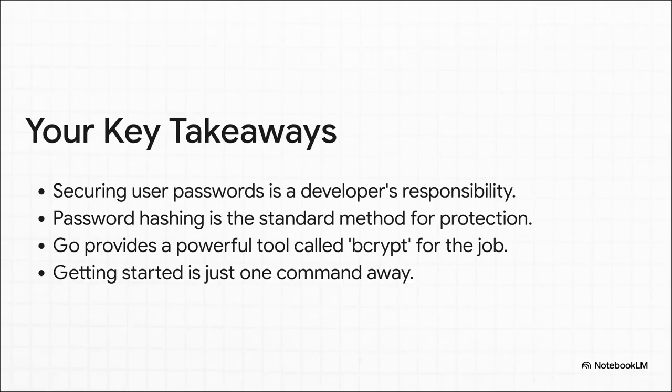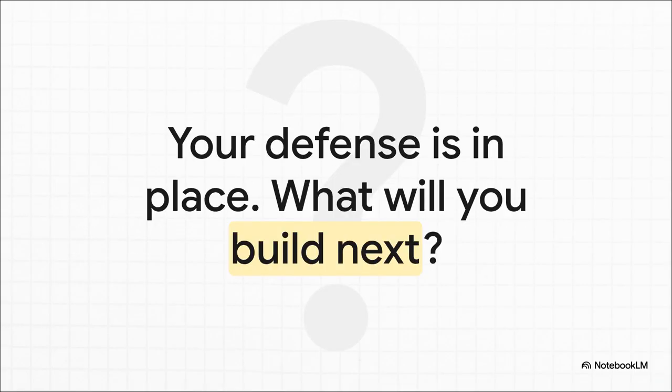So, let's just recap the big takeaways. First, securing passwords is your job as a developer. It's on you. Second, password hashing is the standard way you do it. Third, if you're using Go, the bcrypt library gives you everything you need to do it right. And finally, putting this in place is the very first step you take toward earning your users' trust. By putting this simple pattern into practice, you've officially set up your first and arguably most critical line of defense. You've laid the foundation for a secure and trustworthy application. So the only question left is, what amazing thing are you going to build on top of it?